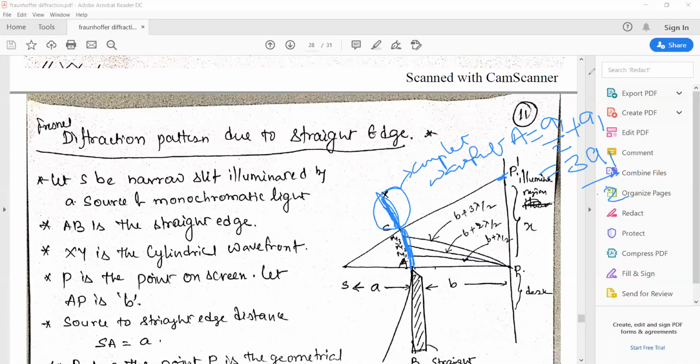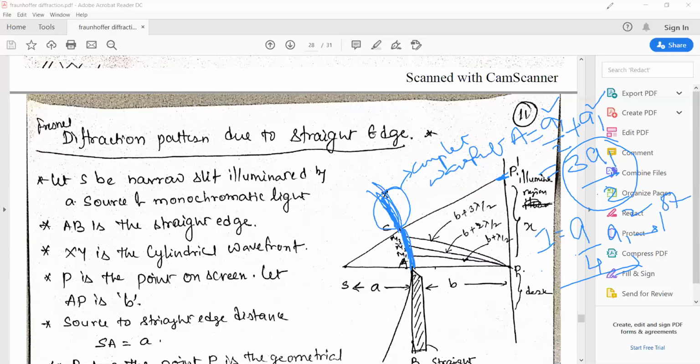Initially I am assuming there is only one half period zone in this region. Because of this half period zone, the amplitude will be A1. Because of the rest of the wavefront, the amplitude will be A1 by 2. So the total amplitude will be 3A1 by 2. Intensity will be the square of this amplitude, that is 9 by 4 A1 square. So this is the maximum intensity at point P dash. Whatever bright band you are getting is called the first maximum.